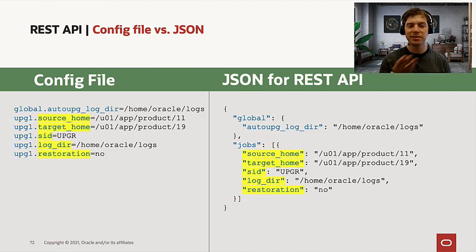So if we had, let's say, a UPG2 entry in the config file, then we would have another structure of this vector here. We would have a comma at the end, and then we would start another vector with the same entries.